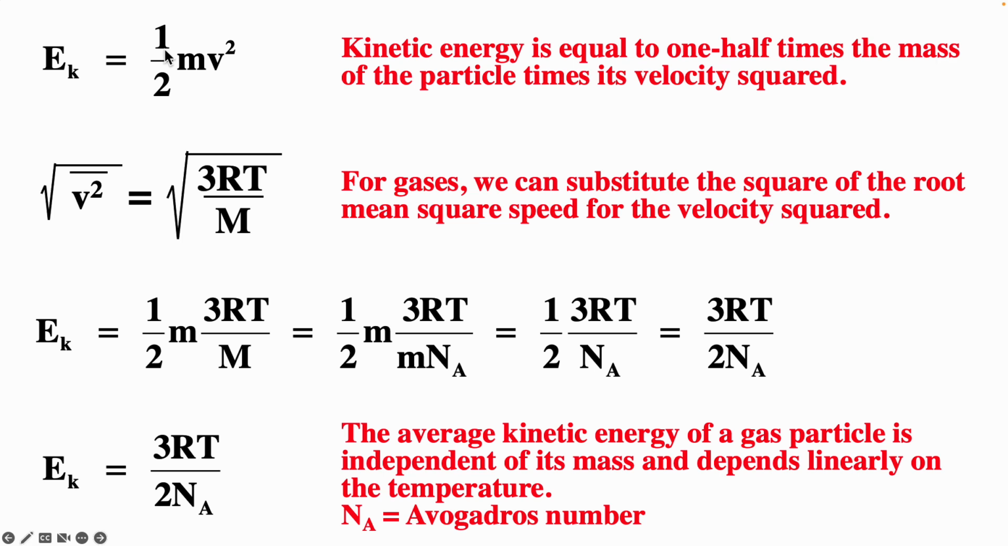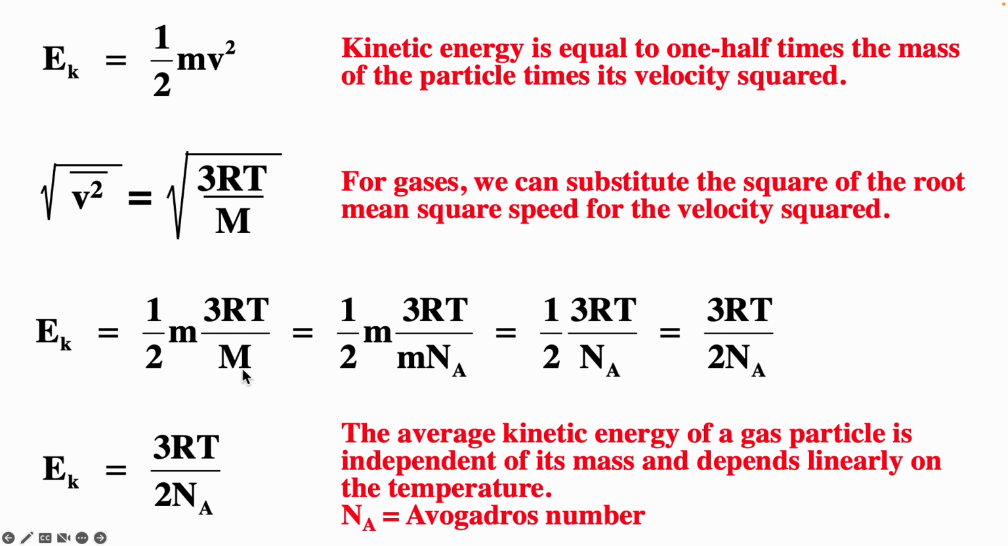And so we saw that kinetic energy is 1/2 mv squared. We saw that the root mean square speed is equal to the square root of 3RT over M. And so if we plug in this for our v squared, we get kinetic energy is equal to 1/2 m times 3RT over M. Because remember, it's v squared, and so we get rid of that square root sign.